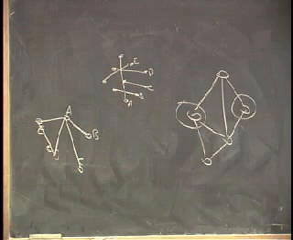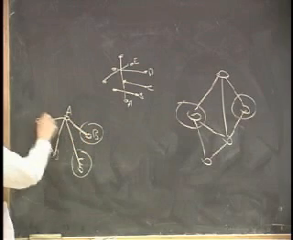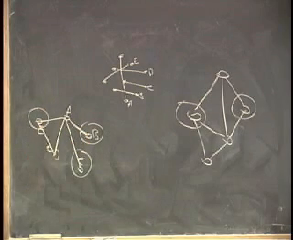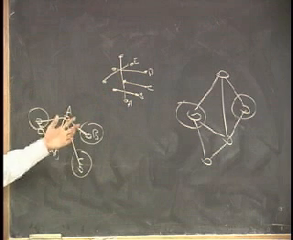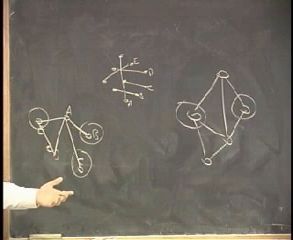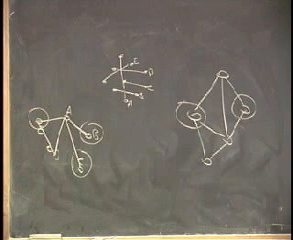So what's the answer here? What's the biggest? 3. What 3? BCD or BCE. B, C, E. So there's 3. And that would correspond to these edges B, C, E. And they don't intersect. And that's the biggest collection of segments that don't intersect. Corresponds to the biggest collection of nodes that don't connect.